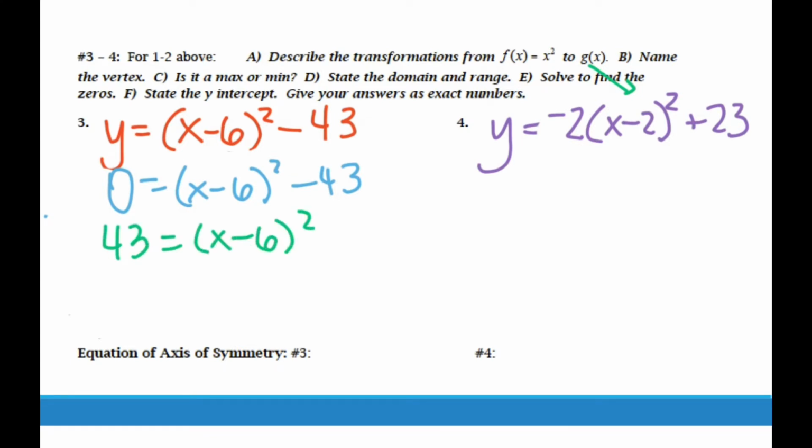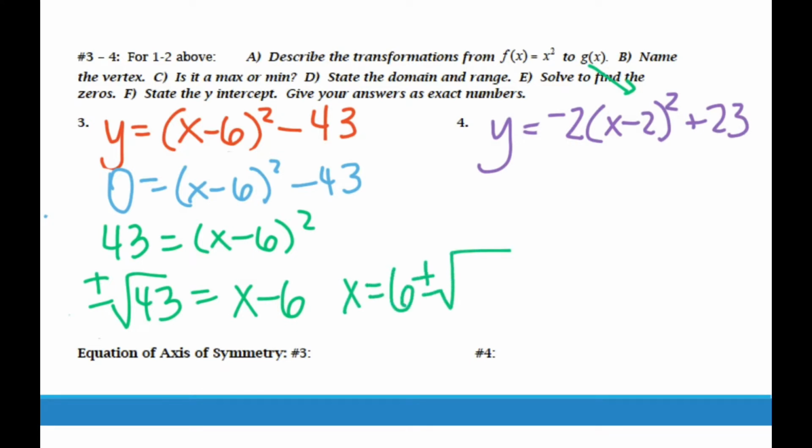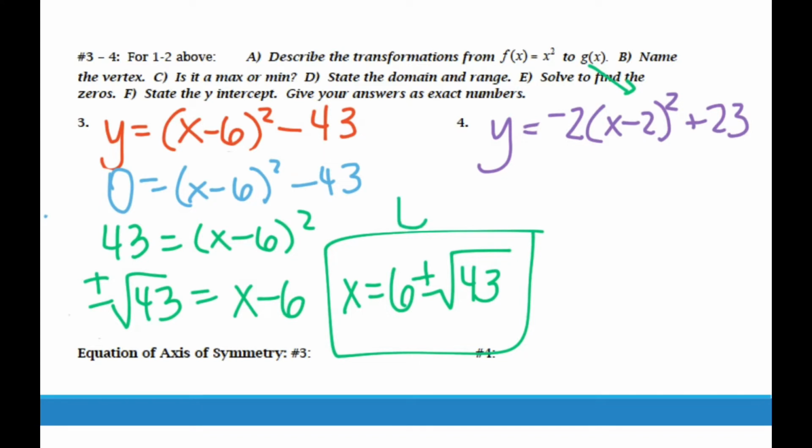Then I'm going to take the square root of both sides. And this is actually what you did in the warm-up question. And so that means x is equal to 6 plus or minus the square root of 43. So what you did in the warm-up when you solved the equation, you're finding the solutions, you're finding the roots. So this is the answer to part E.